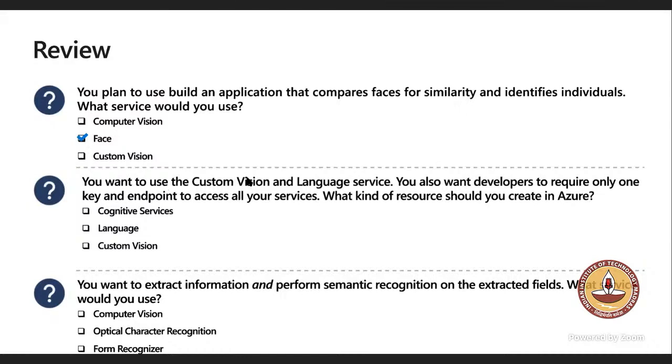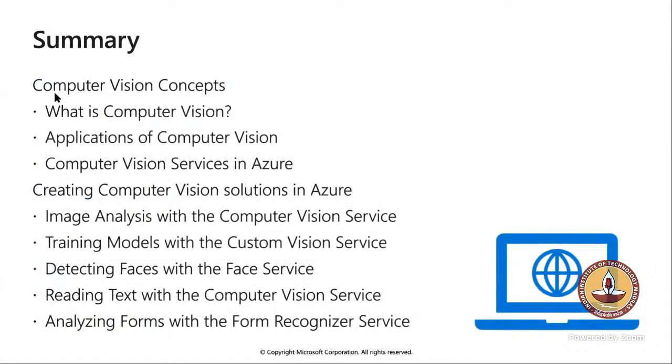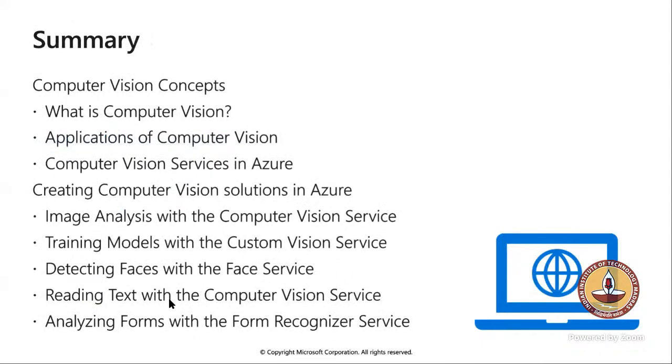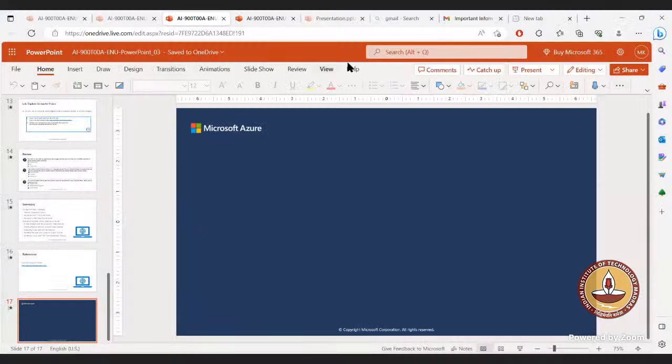You want to use custom vision and language service. You also want to develop Cognitive Services. Yes, true. Okay, the last thing also got selected. What service for information? Form Recognizer. It was in the last slide. This is the summary, if anybody wants to look at it. Same thing, right? Training models, data interfaces, reading text, and computer vision service, analyzing forms, data stuff. Okay, right? Any doubts?